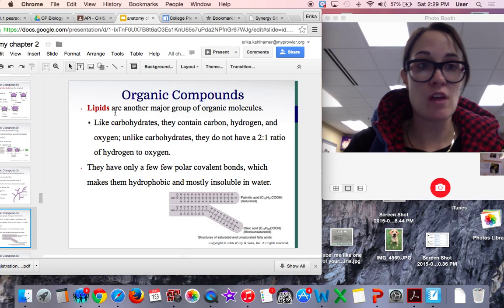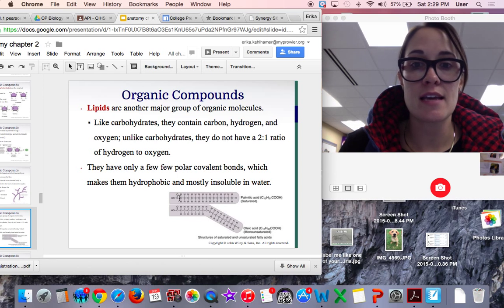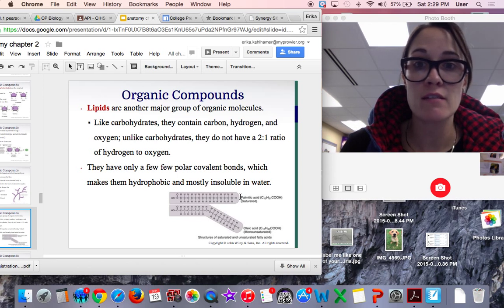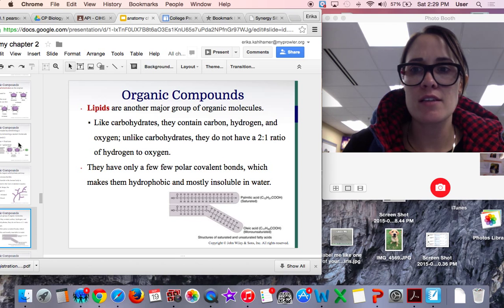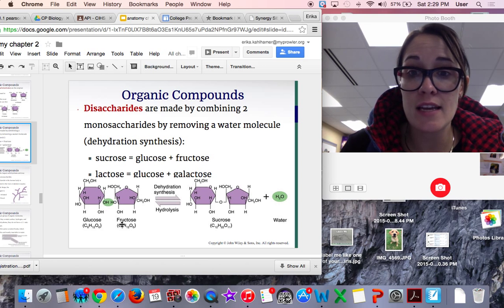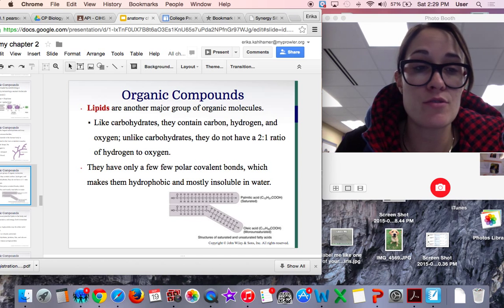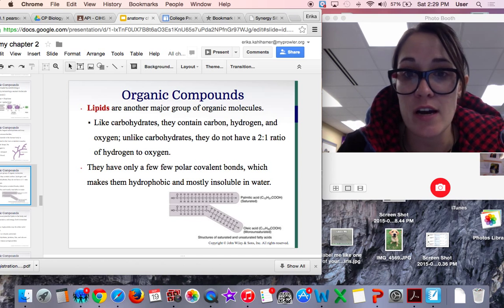Lipids. Okay, so that was carbohydrates. Now we're on to lipids. This is another major group of organic molecules. Like carbohydrates, they're going to contain mainly carbon chains, also hydrogen and oxygen. But I guess I failed to mention that the carbon, hydrogen, oxygen that carbohydrates contain is in the 1 to 2 ratio. Carbon and oxygen. Hydrogen always is double of whatever carbon and oxygen have. So lipids don't have that 2 to 1 ratio of hydrogen to oxygen.